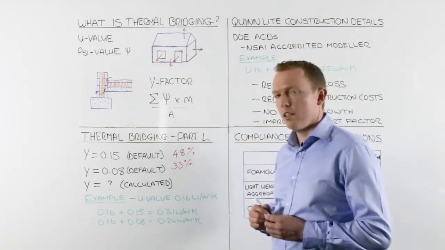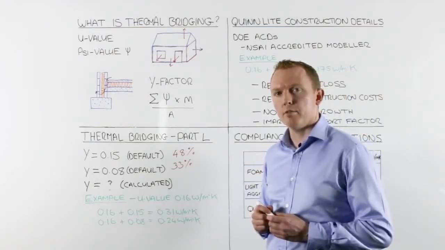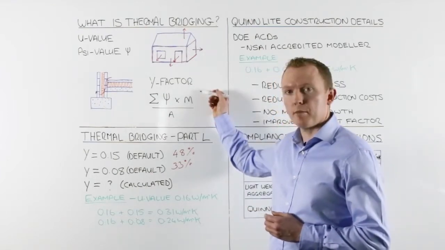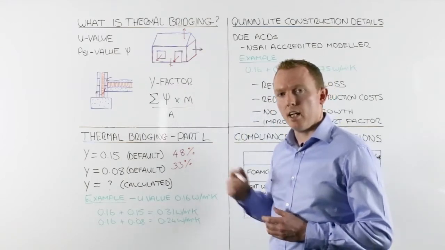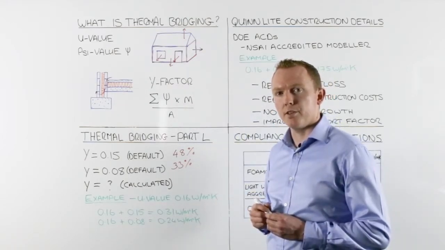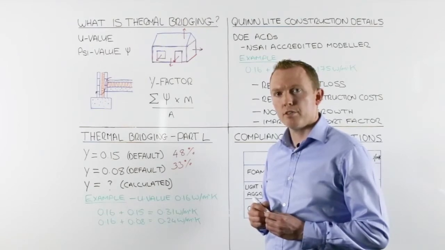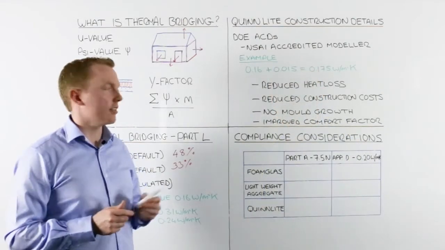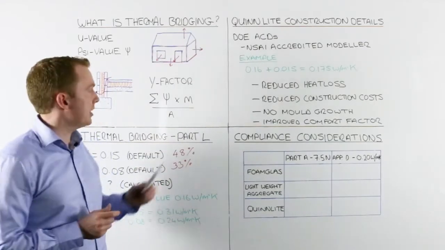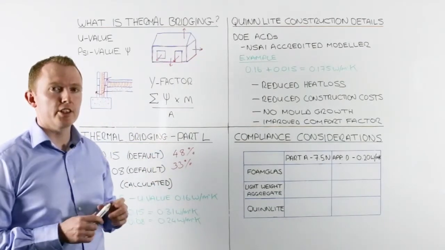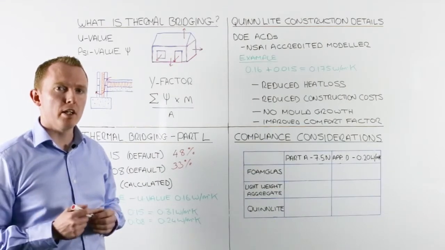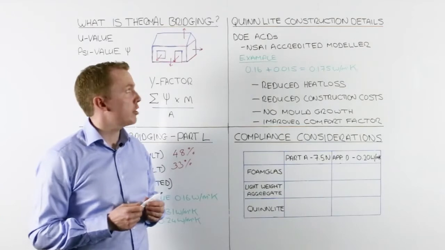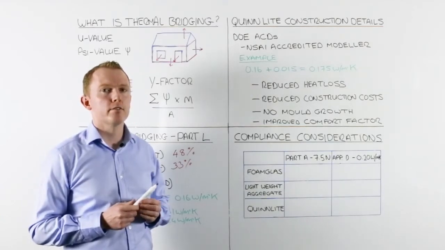The third option for dealing with thermal bridging within Part L is to calculate the Y factor based on the method we've shown here. And this is the option which we would encourage BER assessors to use. To calculate the Y factor using this method, we need the psi value for each junction in the building. Thermally modelling each junction can be costly and time consuming. So in Quinlite we've done that for you.